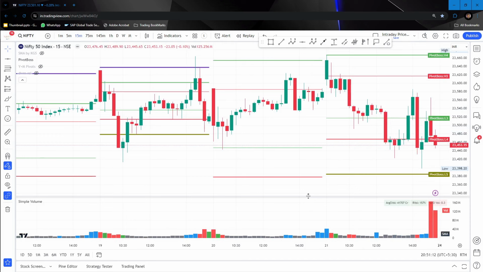Also, one more thing is that already one trade is done. Don't expect a second trade. If you're happy with the first trade, just exit and come out. Clear? Now let's go on Thursday, 20th.